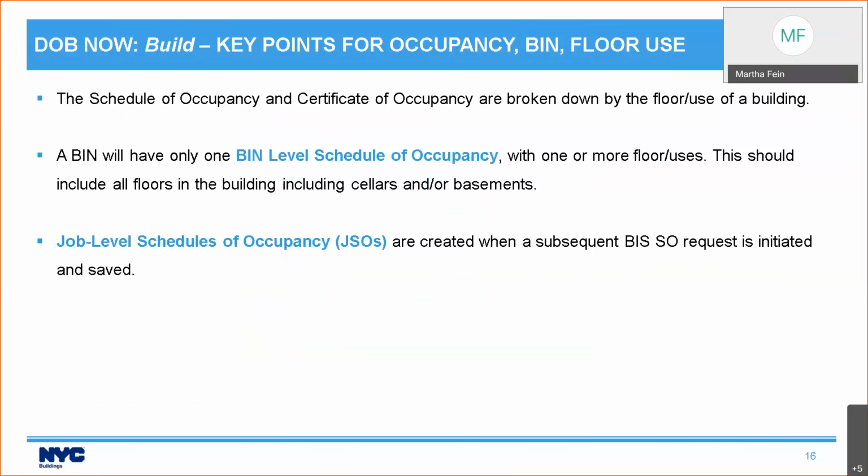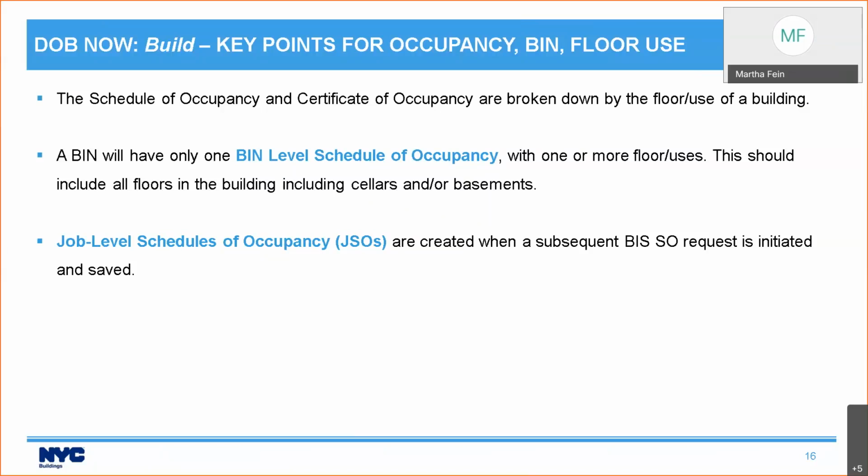So I'll be talking about floor use on the very next slide, but some key points that you need to know. The schedule of occupancy and the certificate of occupancy are broken down by the floor use of a building. A bin will have only one bin level schedule of occupancy with one or more floor uses. This should include all the floors in the building, including cellars and/or basements.